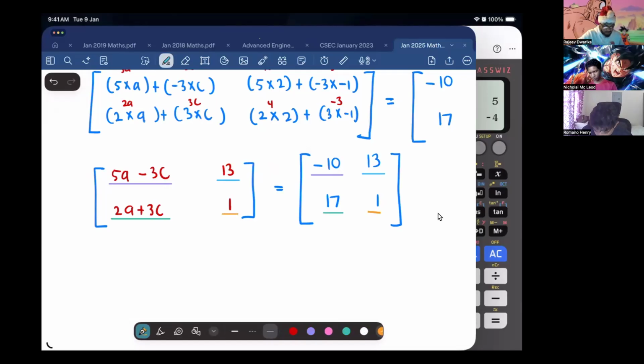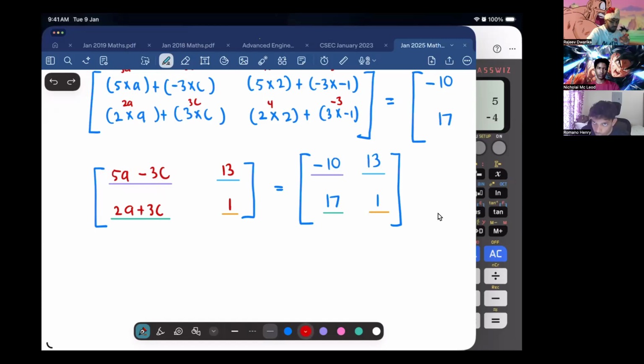1. Right. Okay, so do you think we would bother with that? No, we're not bothering with that, right? Because that's numbers. We're trying to find A and C. So we are interested in 5A minus 3C and 2A plus 3C.